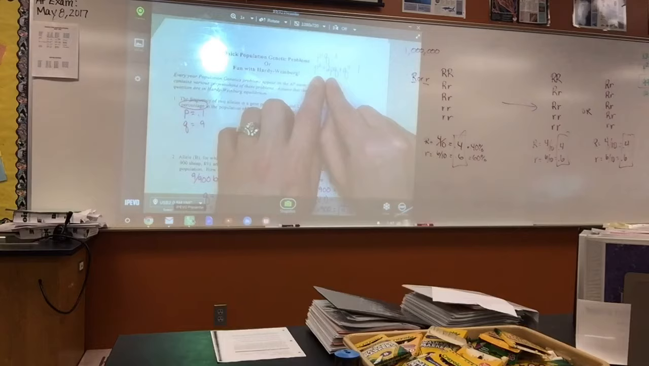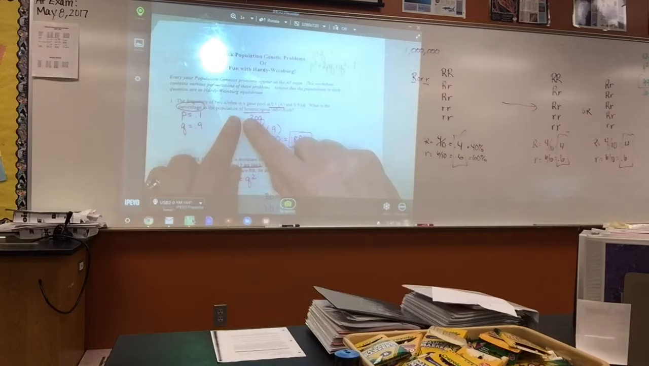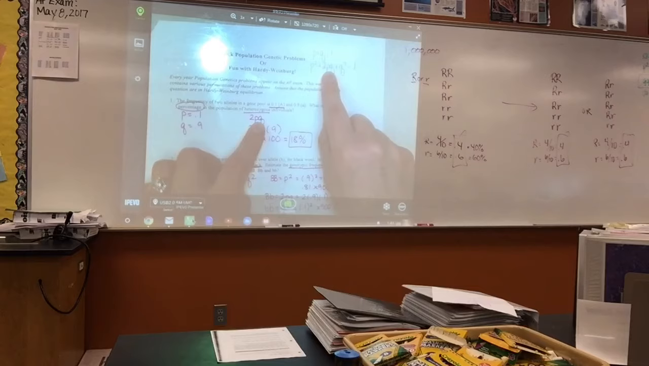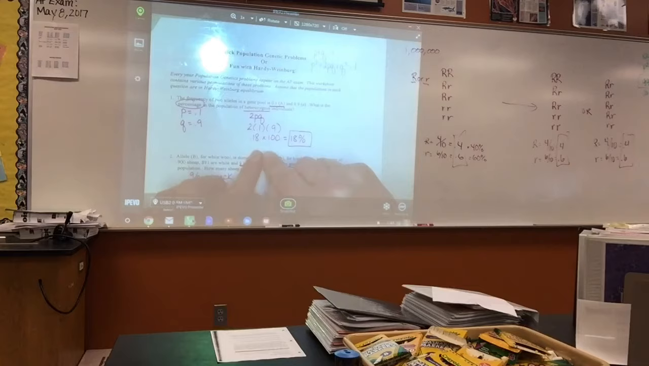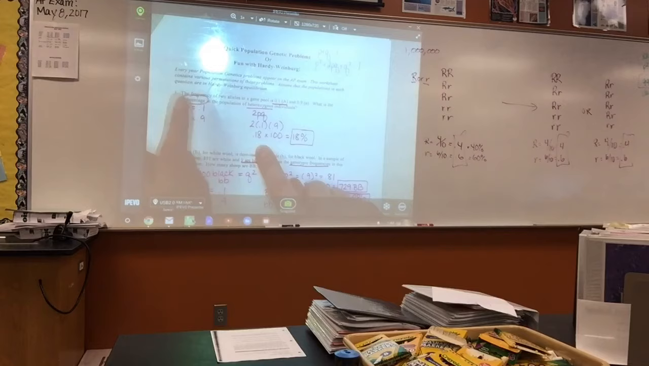So you have to say, okay, they gave me P and Q, and they're asking me for heterozygous. Therefore, 2PQ is the part of the Hardy-Weinberg equation I'm using. So I take 2 times 0.1 times 0.9, which gives me 0.18. 0.18 would be the answer if the question was what's the frequency, but it asked for the percentage, so you multiply by 100, and that gives you 18.